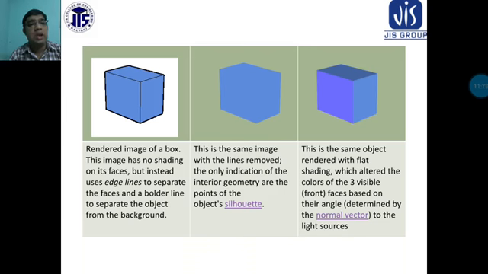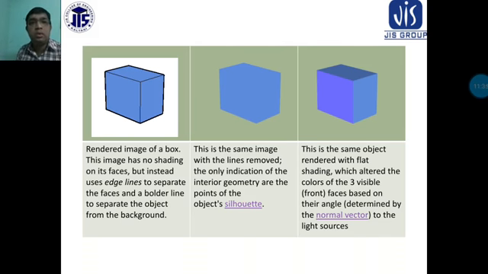The only indication of the interior geometry is the edge points of the object. This is called the silhouette. This is the third image. You can see the same object rendered with flat shading.